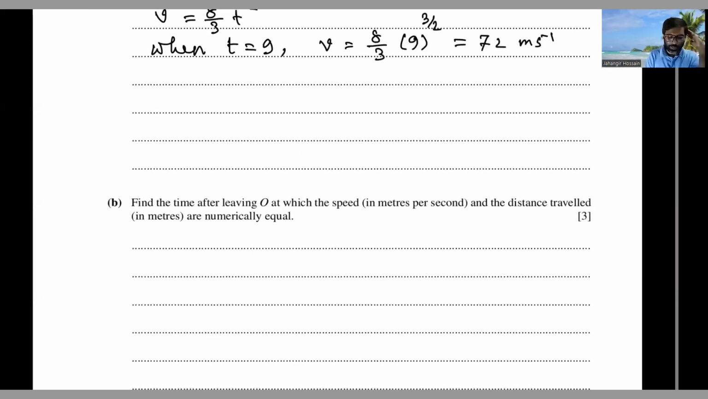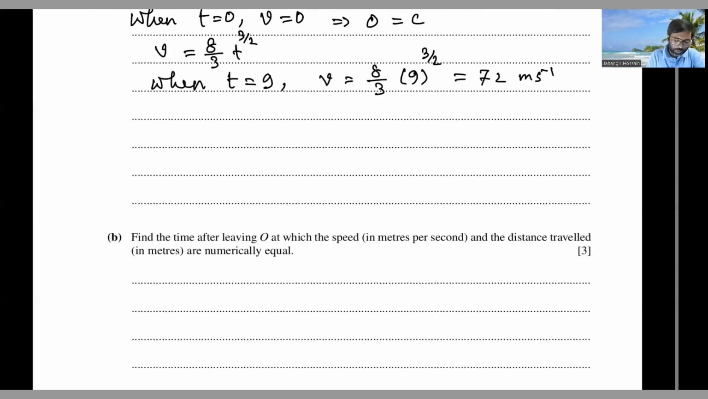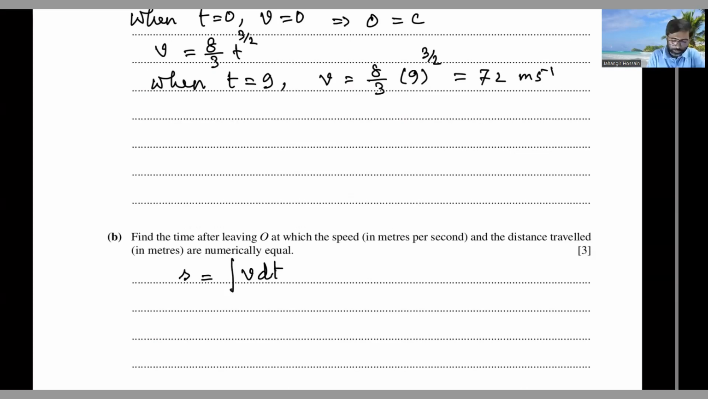Find the time after leaving O at which the speed and the distance traveled are numerically equal. That is, V and S have the same numerical value. Okay, so for that, you need to find the expression for S first. S is not given, so we have V in terms of t; integrate V with respect to t to get the expression for S.